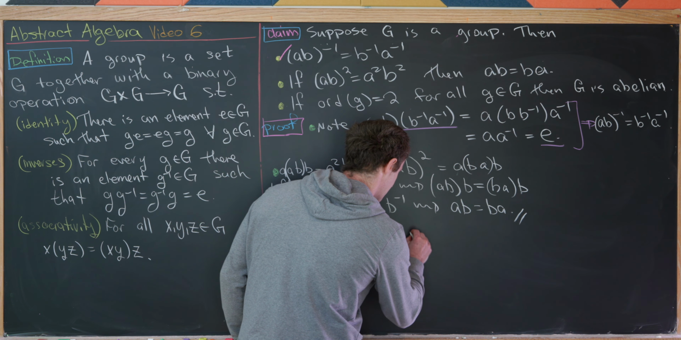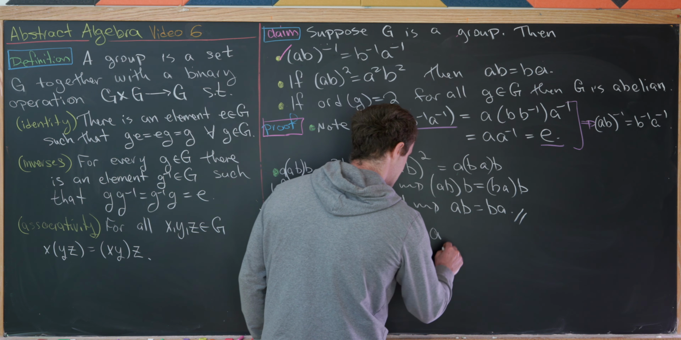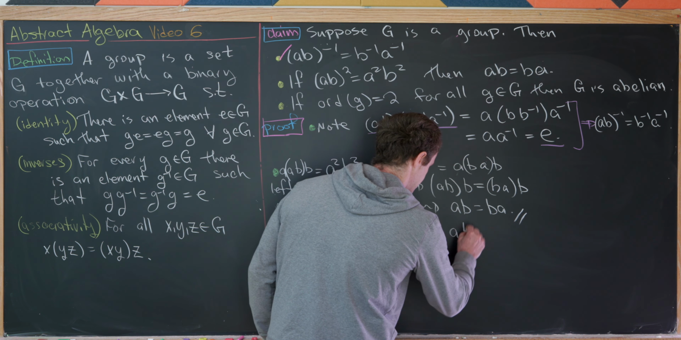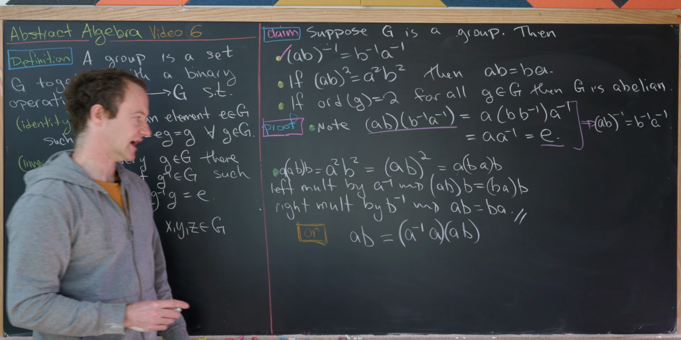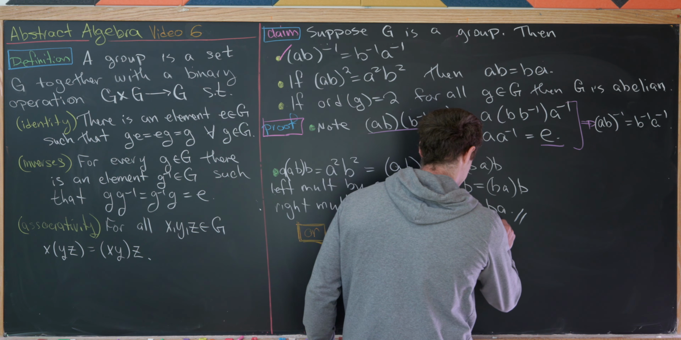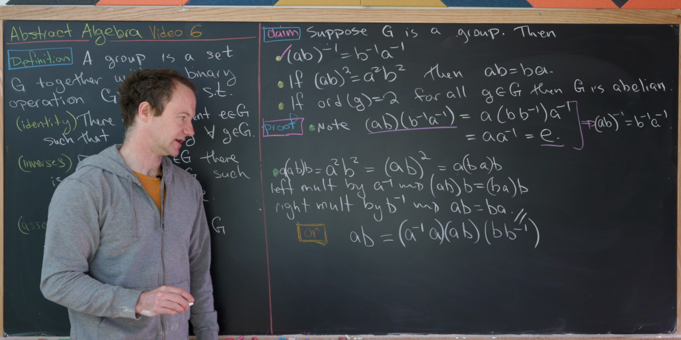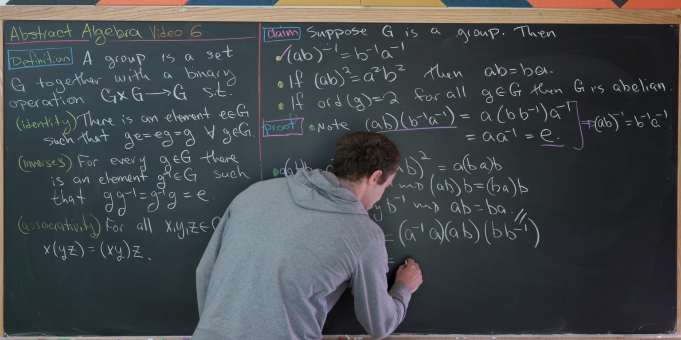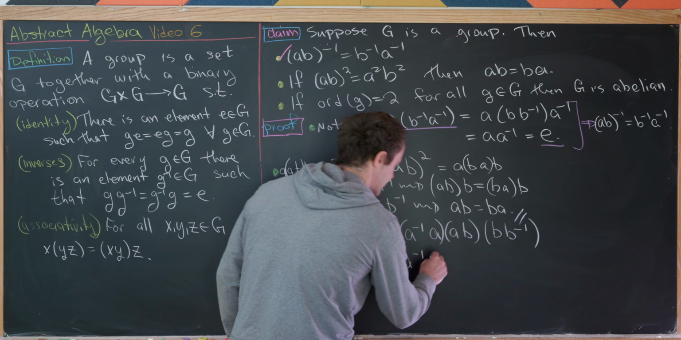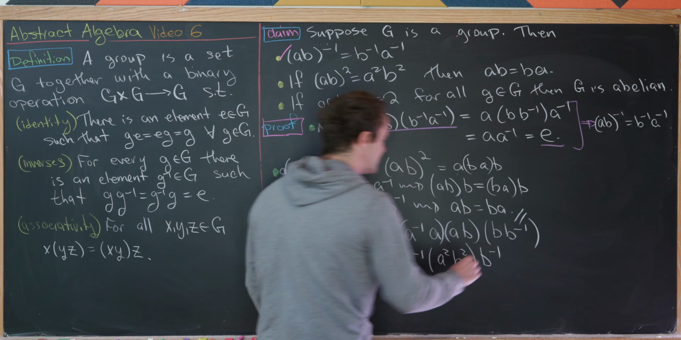So I'll multiply by A inverse times A times AB. So there, I left multiplied by that version of the identity, and I'll right multiply by B inverse. So that's another version of the identity. Okay, so that's looking good. But now I'm going to reassociate. That'll give me A inverse, and then we'll have A squared B squared, and then we'll have B inverse.